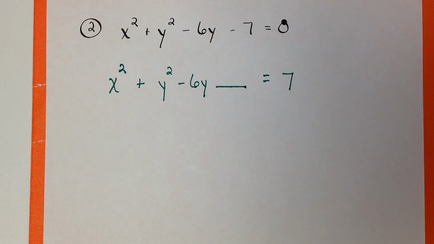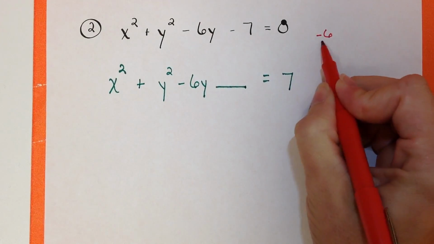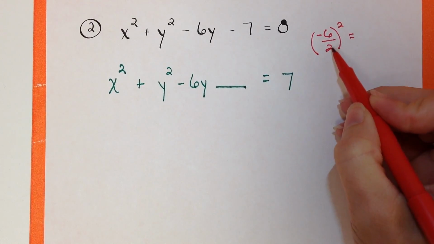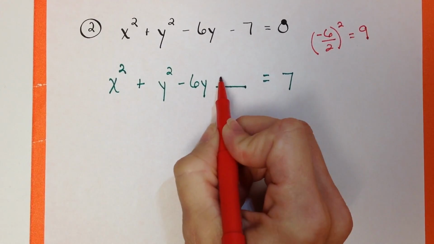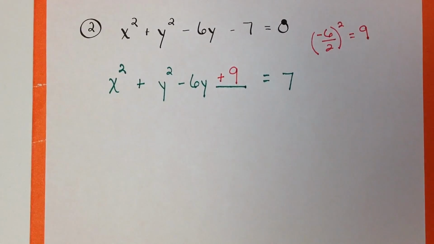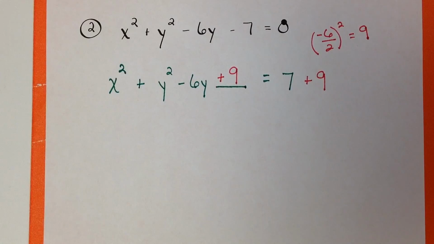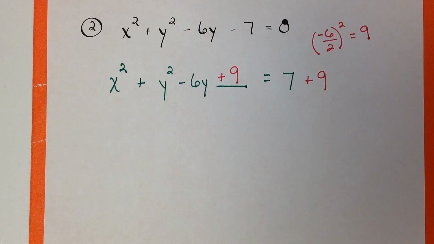Okay, so completing the square on y. Your b value for y is negative 6. So we're going to have negative 6 divided by 2 squared. That's going to give me negative 3, and negative 3 squared will give me positive 9. So I add positive 9, which means I also have to add positive 9 on the other side. This one has a little bit less work than my first example, because like I said, we're not going to have to complete the square on the x.